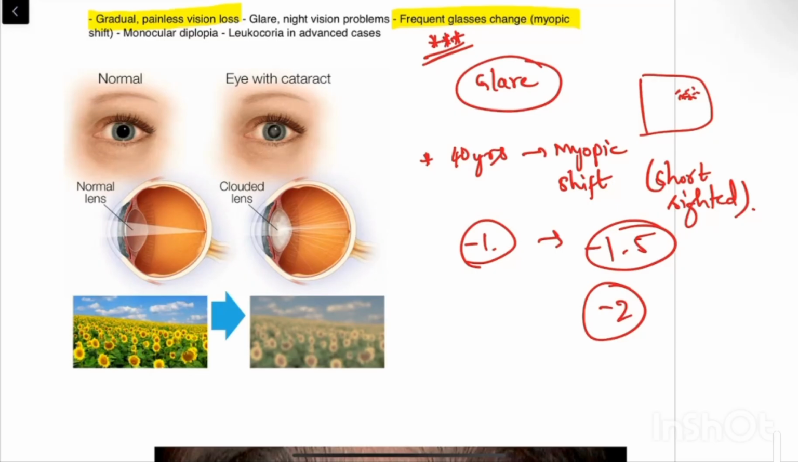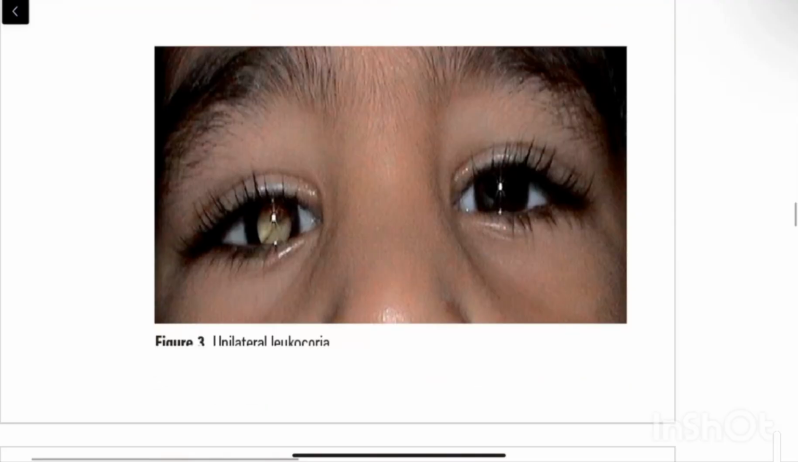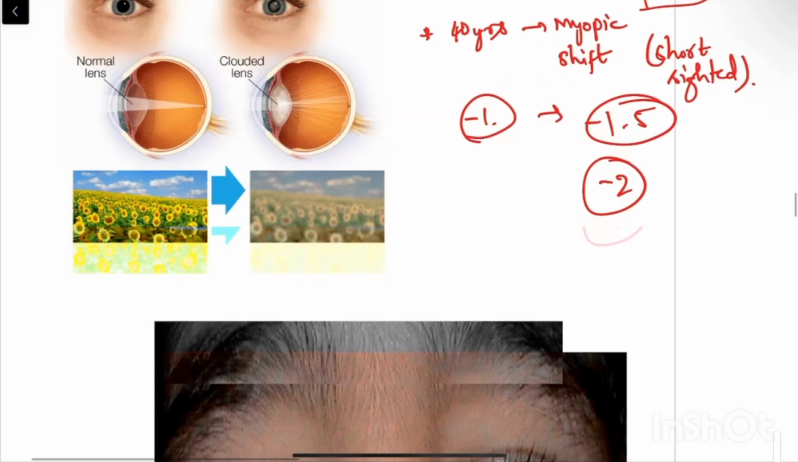Okay, that is called monocular diplopia. Like, the patient says, "When I look with the eye that has the cataract, I see two images." That is monocular diplopia. Other than that, leukocoria can be there in advanced cases. Like one eye will be whitish and the other eye will be normal. So leukocoria will be there in the advanced cases.